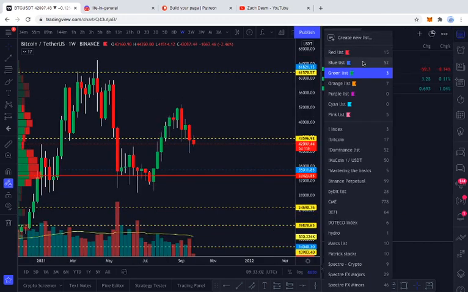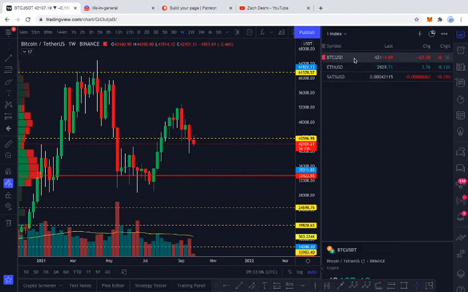Guys, I wanted to show you how well this RSI works on the higher time frames. It works on the lower time frames as well. So let's go right to the index of BTC.